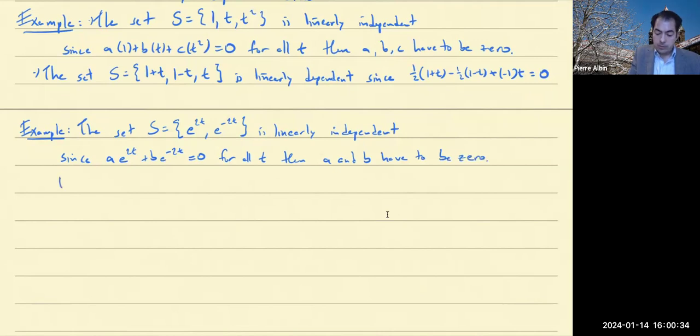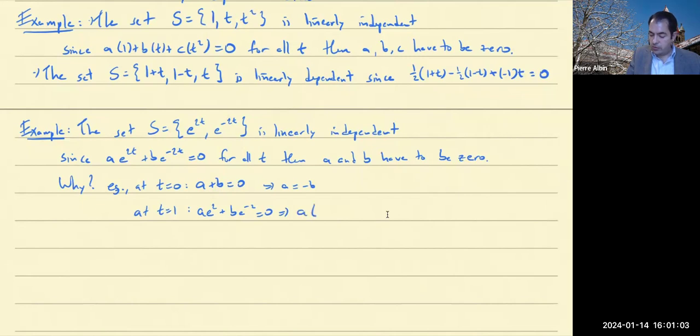All right, how do we know? Well, there are many ways you could check. For example, if you plug in t equal to 0, we get a plus b equal to 0. And at t equal to 1, we get a e squared plus b e to the minus 2 equal to 0. The first tells us a is equal to minus b, so a times e squared minus e to the minus 2 is equal to 0. But that tells us a is equal to 0, and plugging that back in, we get b equal to 0.